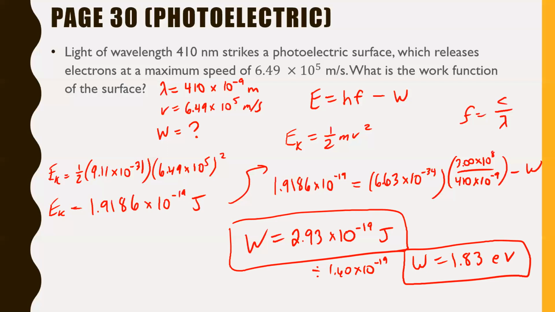It didn't tell us whether the work function had to be in joules or electron volts. It could be in either one. I guess electron volts, I'll be honest, is probably the better one. Usually electron volts is how we express work functions, but I digress. There you go. All right, next question.